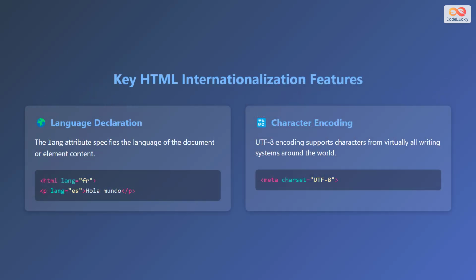Let's dive into some of the key features of HTML internationalization. First, we have language declaration. The lang attribute is used to specify the language of the document or specific elements. For example, in the code snippet, you can see how to declare the language for the entire HTML document as French, or for a specific paragraph as Spanish.